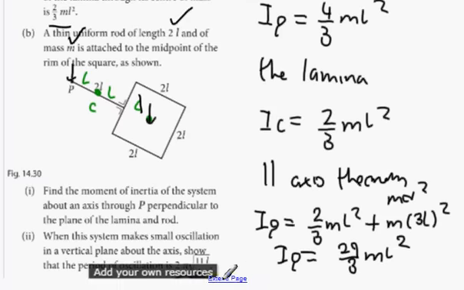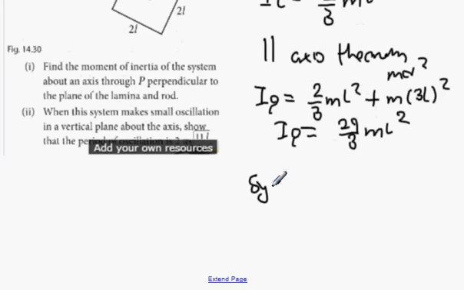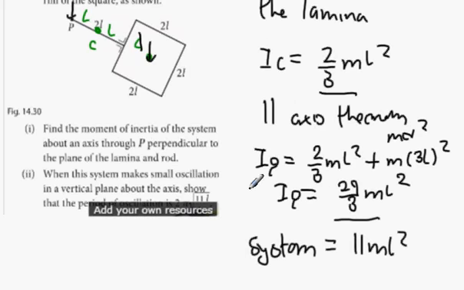Therefore, the system is the two of them added together, which gives 11 ML squared when I add the answer of the first to the answer of the second one. Okay, done. When the system makes small oscillations in a vertical plane about the axis, show that the period of oscillation is 2 pi square root of 11L over 4G. Let's prove this.